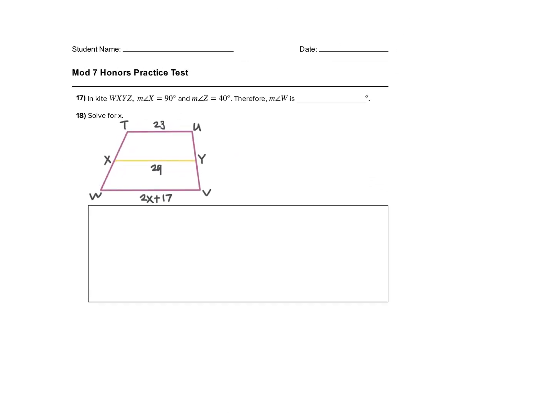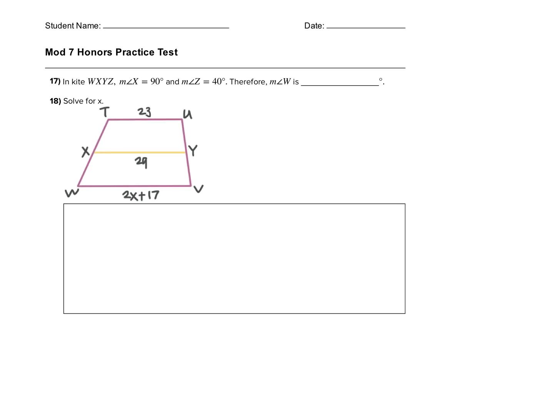Okay. Last two questions. Number 17. In a kite, WXYZ. All right, so remember what's important about a kite is that the two angles right next to each other are congruent. And let's label this W, X, Y, and Z.